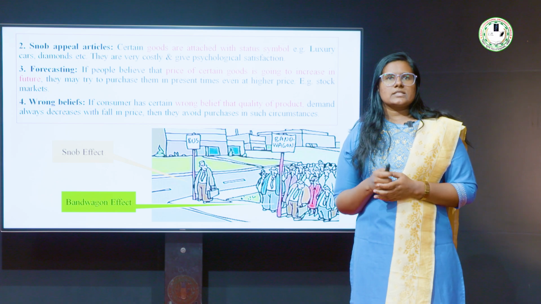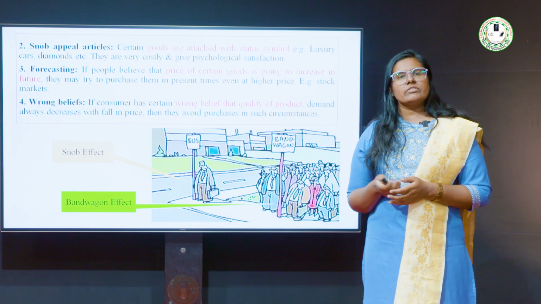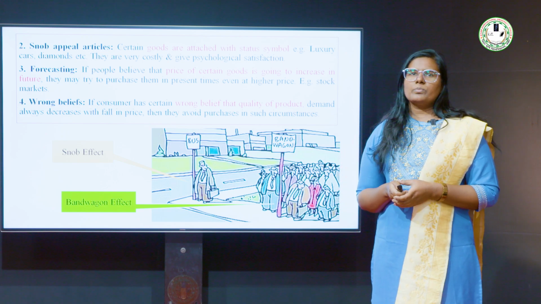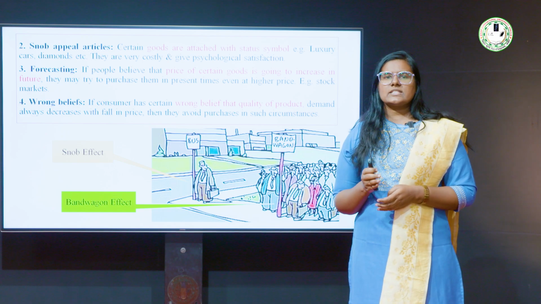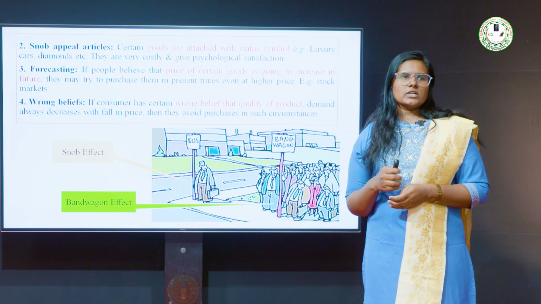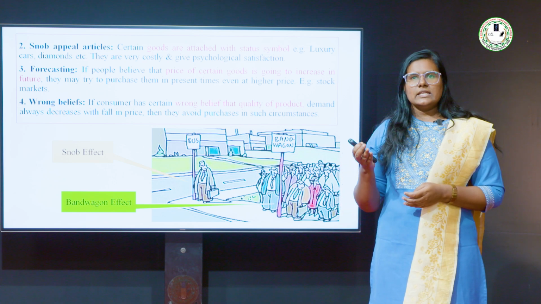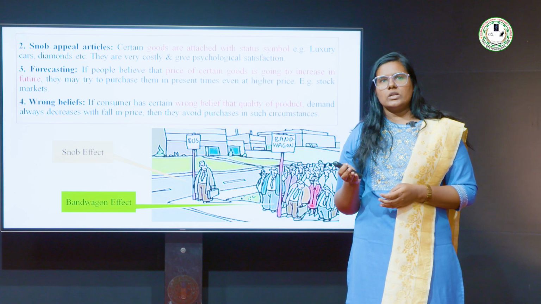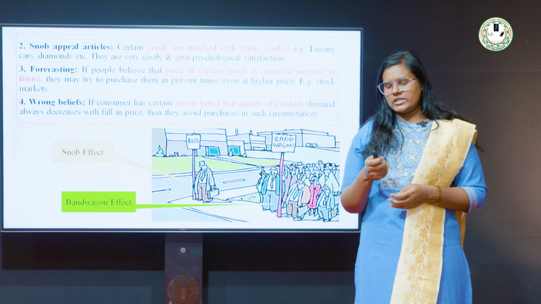Next is the forecasting. If people believe that the price of certain goods is going to increase in future, they may try to purchase them in present times even at a higher price. For example, stock markets. And the last one is wrong belief. If a consumer has a certain wrong belief that the quality of the product is deteriorated or it is not of good quality, then the demand always decreases even though there is a fall in their prices.